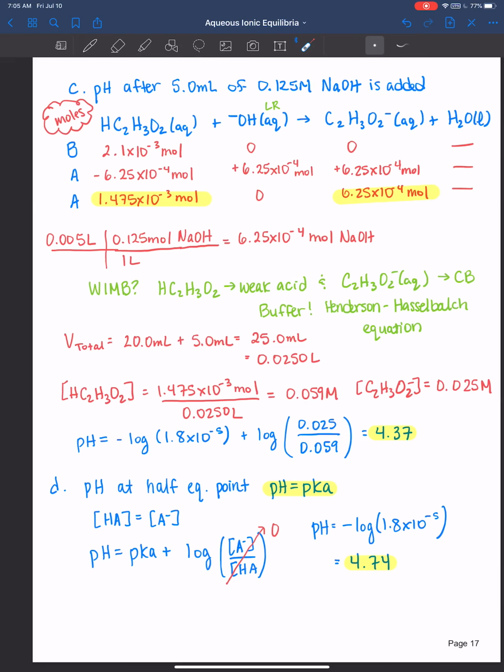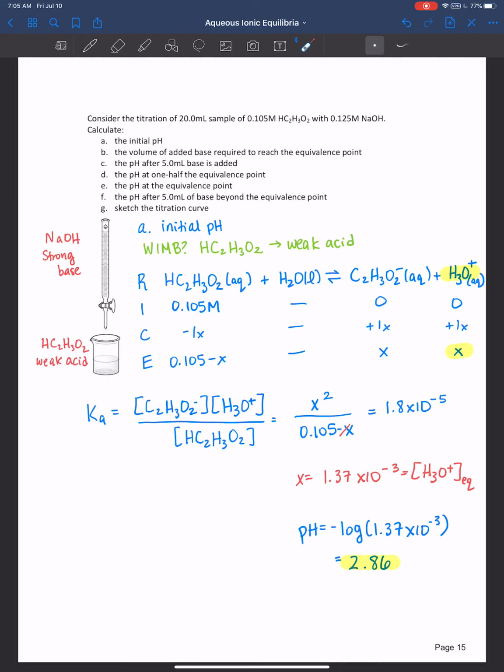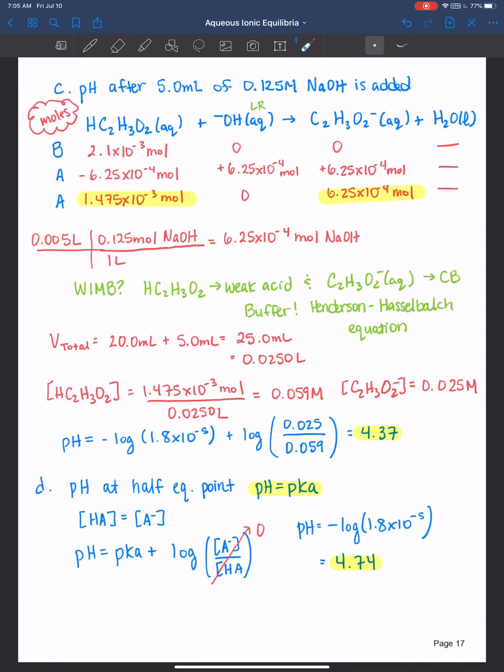All right, still onwards. What is the pH, part F, after 5 mL of base is added beyond the equivalence point? All right, so part F. 5 mL, so let's just write that down so we remember. pH after 5 mL of sodium hydroxide is added beyond the equivalence point.